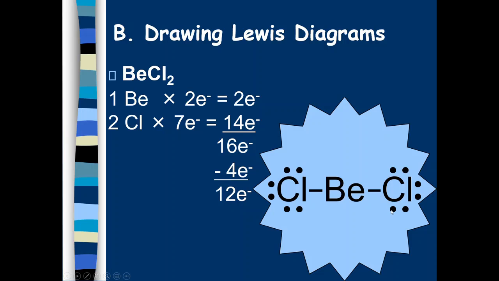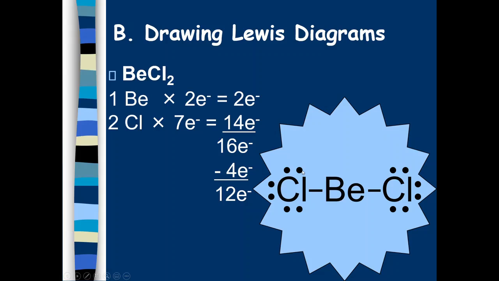Counting up the electrons that I've drawn, 1, 2, 3, 4, 5, 6, 7, 8, 9, 10, 11, 12. I've used up all of the remaining electrons that I need to add to my molecule. And each atom in the molecule now has either a full octet or the full number of valence electrons I expect it to achieve in the case of beryllium.